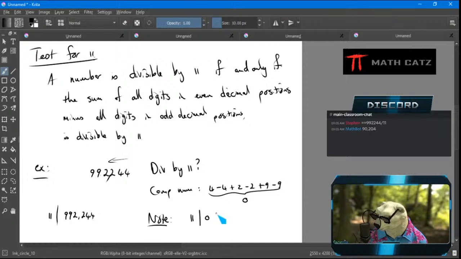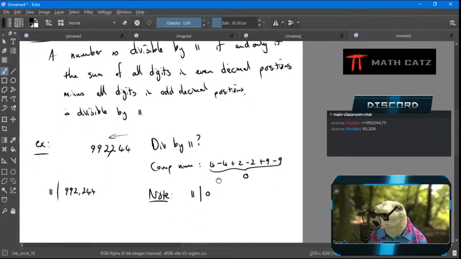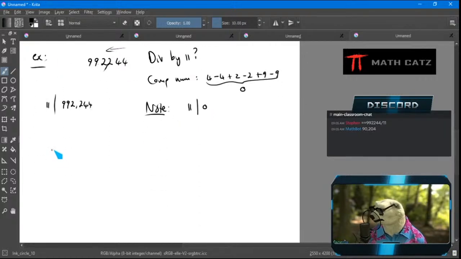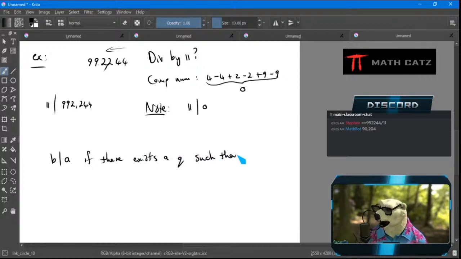What is my divisibility definition? Remember, B divides into A if there exists an integer q such that I can write it in the quotient remainder form with no remainder. No remainder.